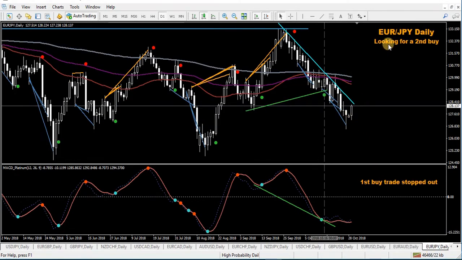Right, Euro Yen. You can see my notes, looking for a second buy. So I was in a buy here. It was stopped out probably at this level here somewhere, and since then price has headed down. Still got a green dot on the QMP, so it's still in buy mode. That's why the trend line's been drawn across there. It just gives me an idea. If price breaks that trend line nice and clean, to me that's a change of trend.